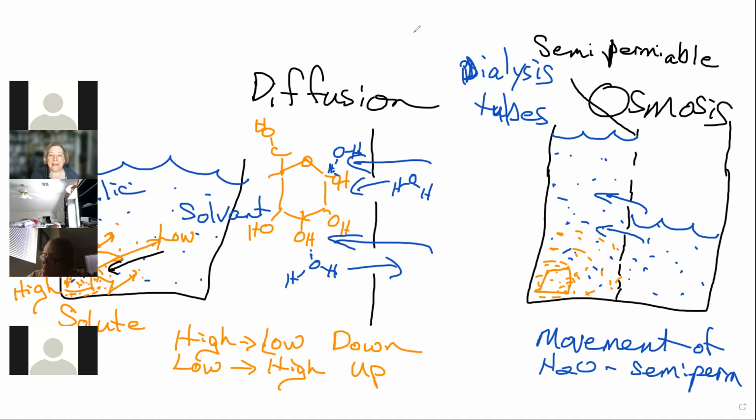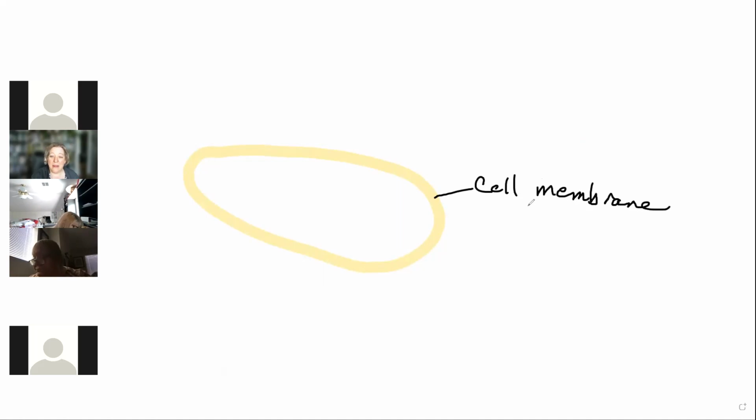But here's why we care. The cell membrane is a semi-permeable membrane, and so we see osmosis happening in cells. Now here's the cell membrane, and it is semi-permeable.